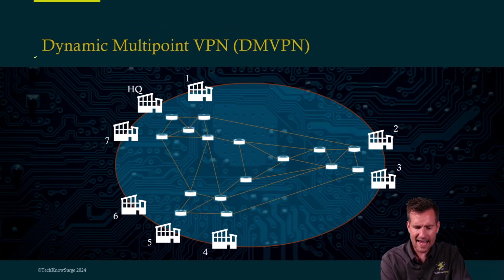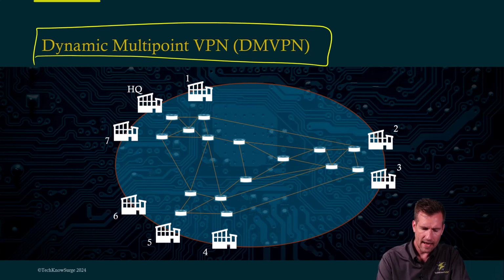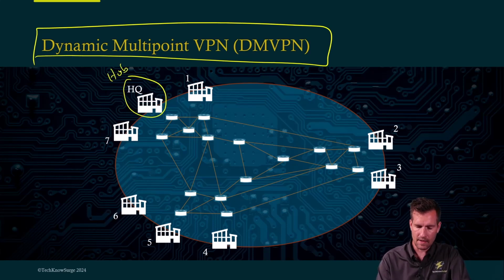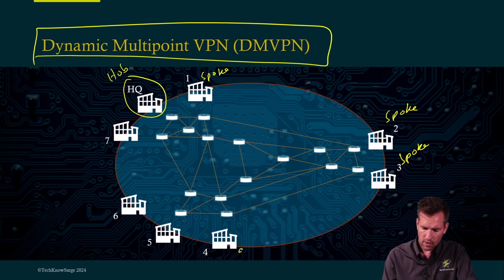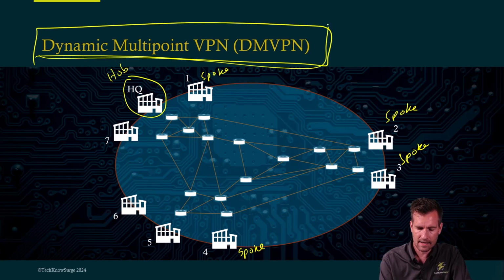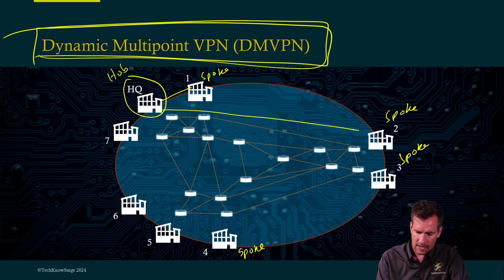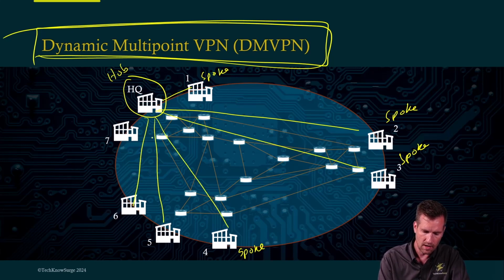This is where a dynamic multipoint VPN, or DMVPN, can come in handy. Here we have the headquarter office. What we're going to do is turn that into a hub. And then each one of these will be a spoke to the hub. And so we'll turn each one of these satellite campuses into a spoke, and we'll program the equipment on there to be part of this DMVPN. And what will happen is each one of these sites will make a connection into the headquarter office and create a VPN connection here.